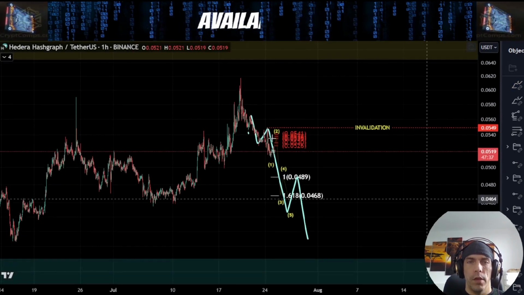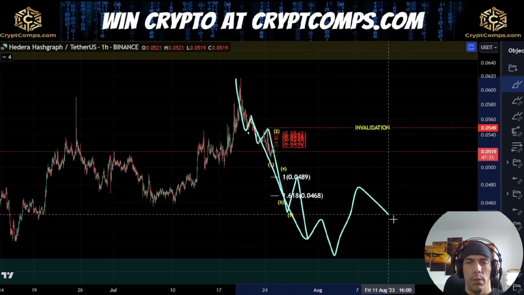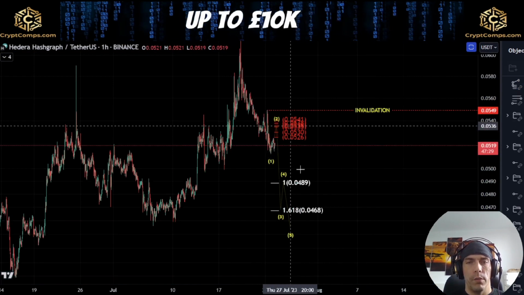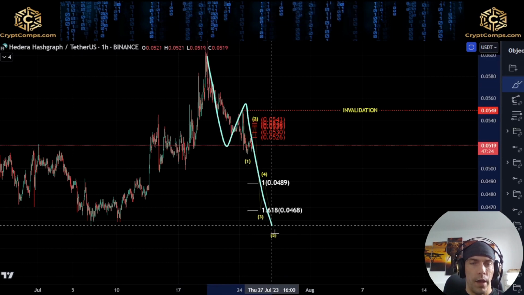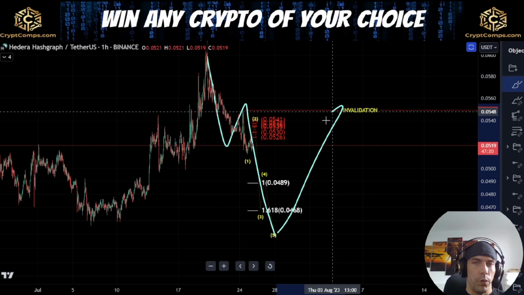Now, if we do get this as a bigger 5-wave move off this high here, this would indicate that we're going to see 3 waves up and then that continuation down. So this is what we want to avoid if we're looking for that bullish case here. Like I said, it is possible that we could get this as A, B, and C, and then look to sweep these lows here before looking for price to reverse back to the upside.